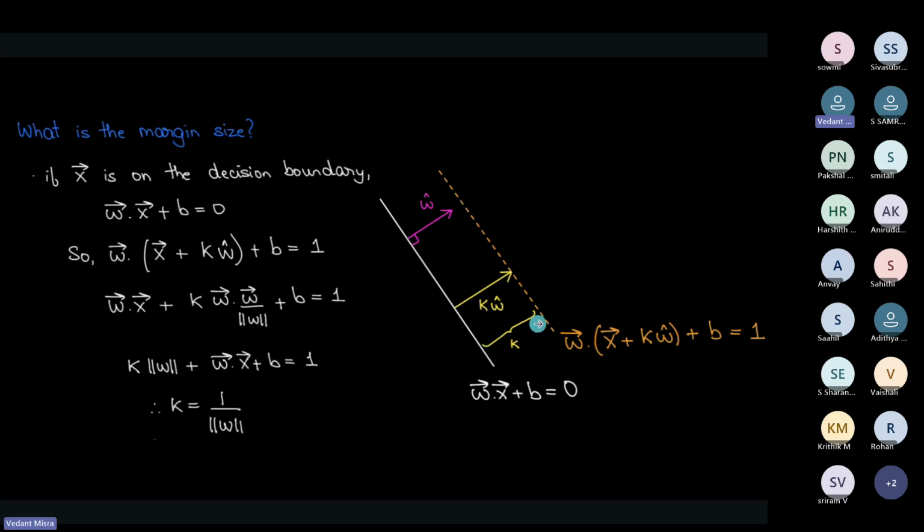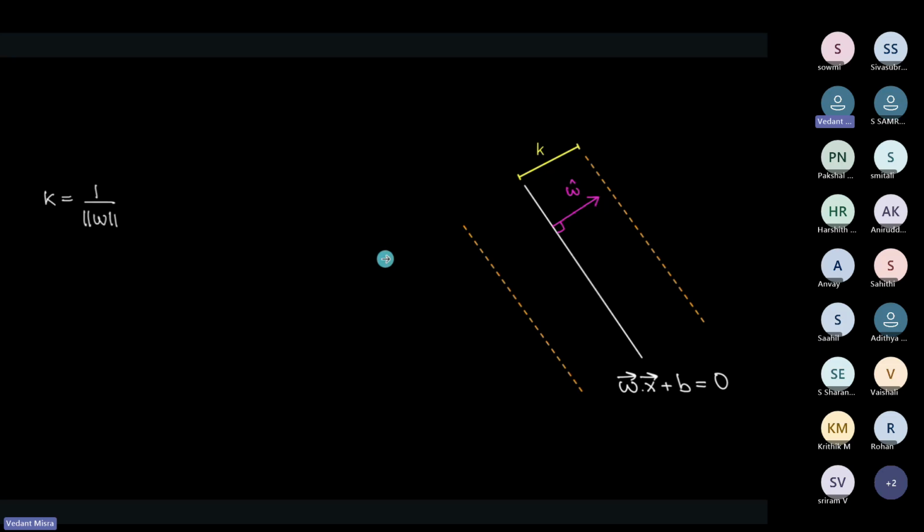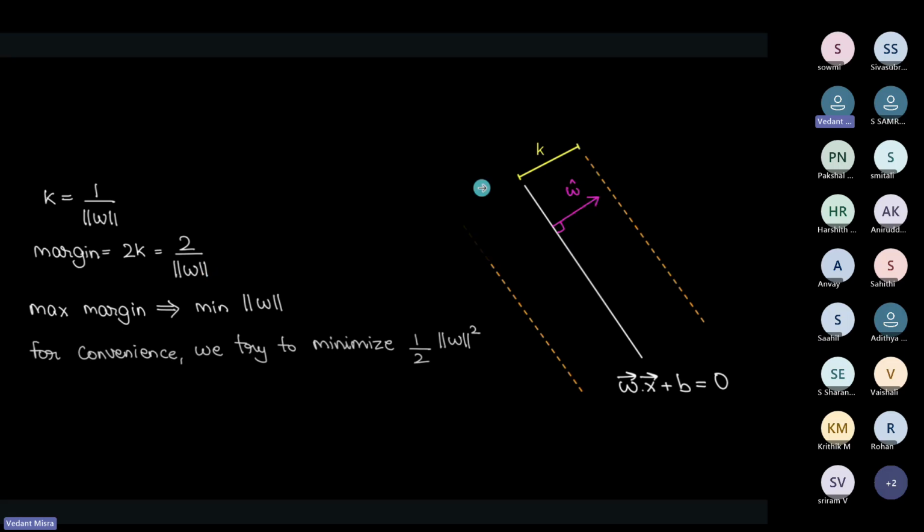Now k is half of the margin. So margin will become 2k, which is 2 over norm of w. So the goal, which was to maximize the margin, can now be written as minimizing norm of w. And for the sake of convenience, instead of minimizing norm of w, we minimize this expression. It's the same thing.